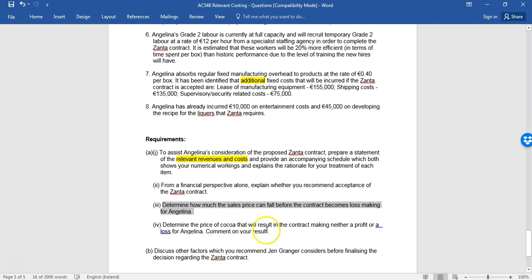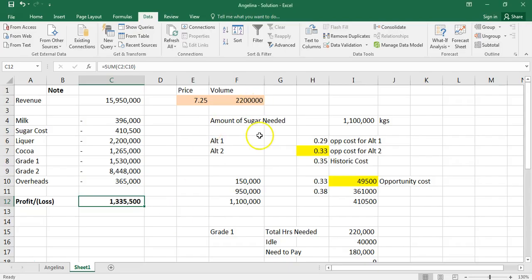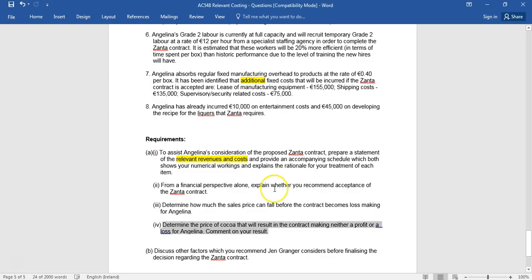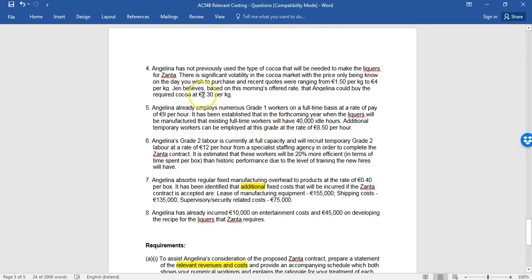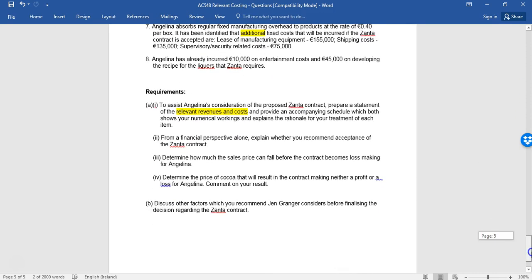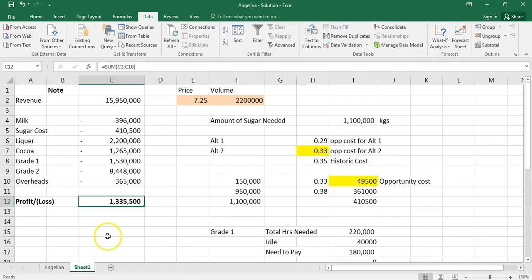Same logic now, determine the price of cocoa that will result in the contract making neither a profit nor a loss, and comment on your result. So again, we know that the cocoa has a price range of 150 to €4, and we've assumed 230. So we want to figure out what's the break-even price here. What can the price go to before this thing breaks even? Now, there are a number of different methods.